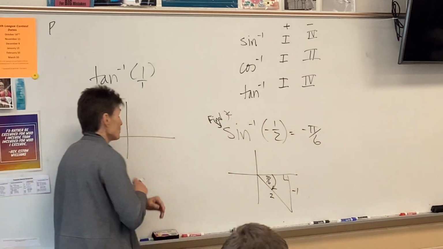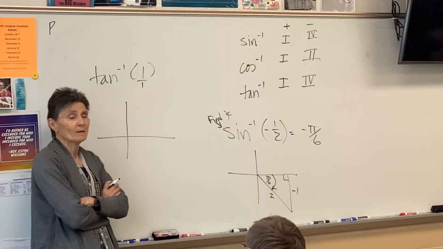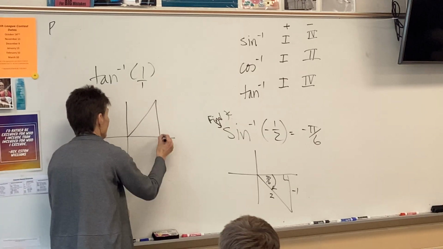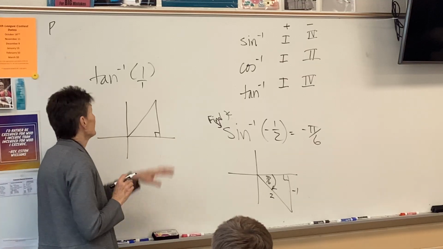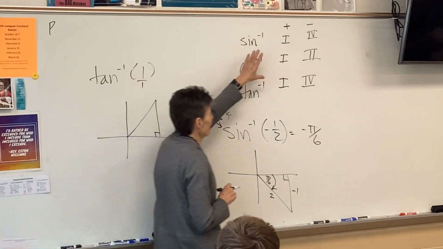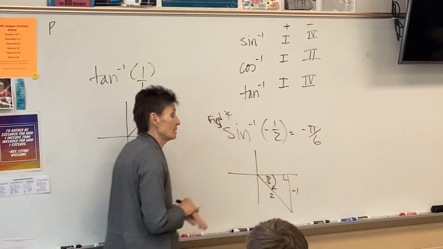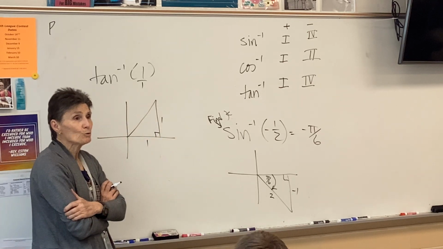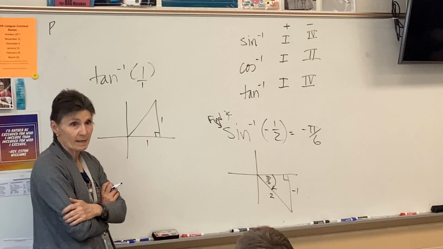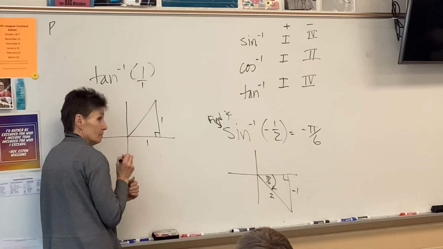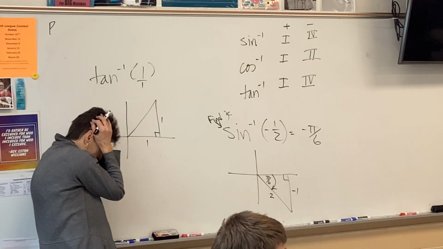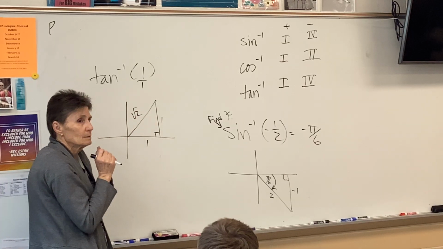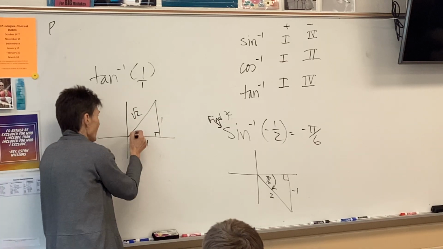Okay, so first thing I have to figure out is which quadrant I am drawing it in. I'm drawing it in quadrant 1. If that number is positive, I'm in quadrant 1 no matter what. Tangent is 1/1. You should recognize that triangle. 45, 45, 1, 1, root 2 is a 45, isn't it?